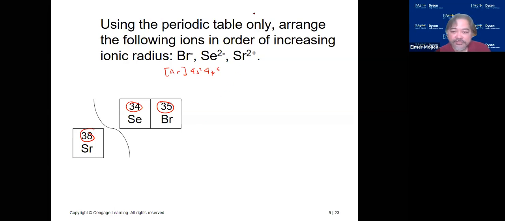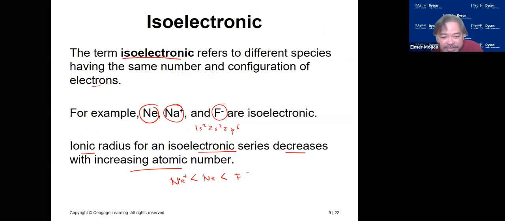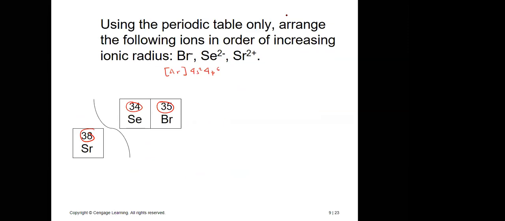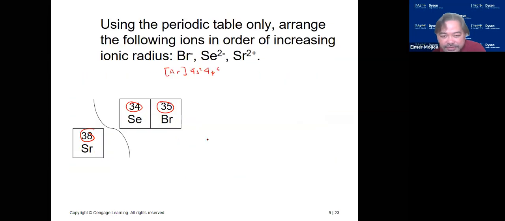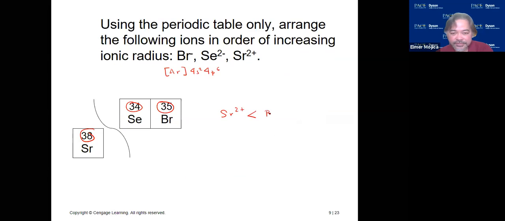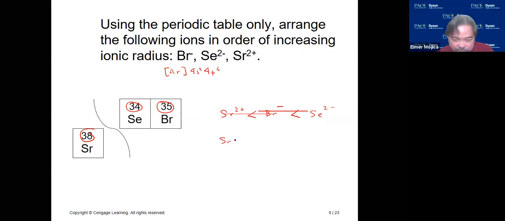Following the statement from the previous slide, ionic radius for an isoelectronic series decreases with increasing atomic number. So right away, the smallest would be Sr2 plus, followed by Br minus and Se2 minus.